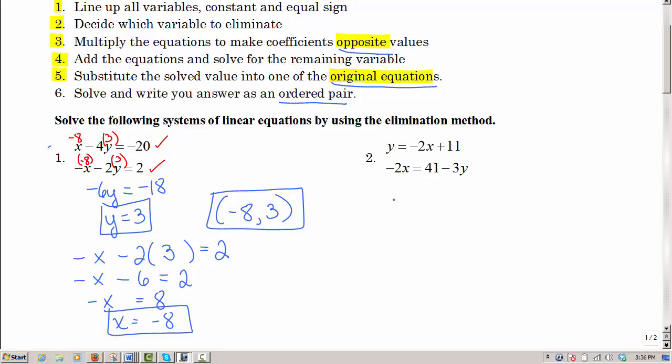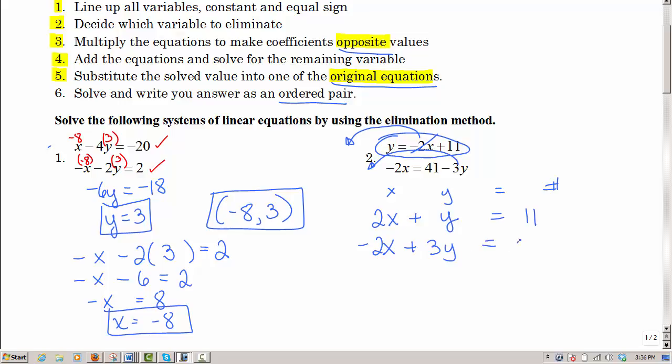Now, on the next one, you can see that my letters are not lined up. So I need my x's, I like my x's, and then my y's, and then my equal sign, and then my number. So on this one, I'm going to bring the 2x to the other side by making it positive. y is already positive. When I do that, that leaves me an 11. On the next equation, I'm going to leave the 2x, move the 3y, it becomes positive, equals 41. Now they're all nice and lined up.